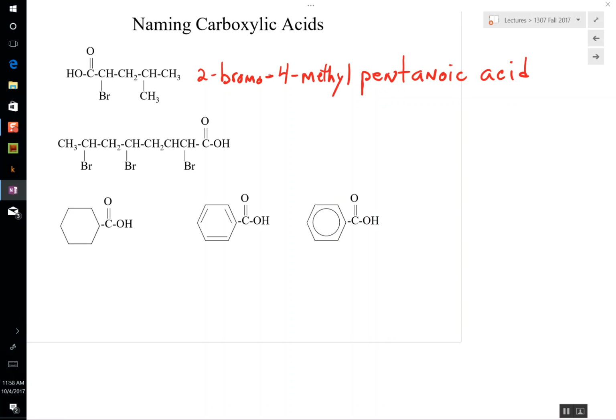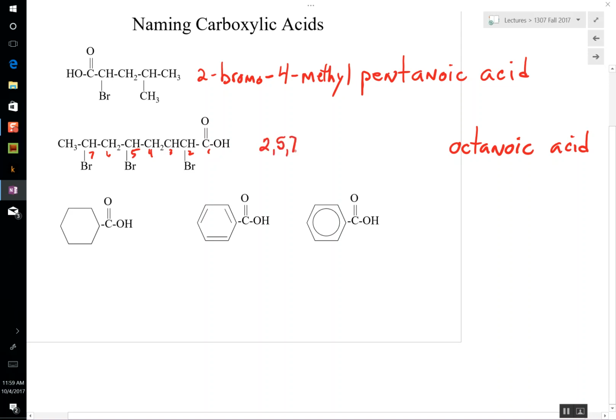Okay, the second one, what's its parent name? What is it? Octanoic acid. If this is carbon 1, this is 2. This is 5 and 7. Two, 5, 7, what? Tribromo octanoic acid.